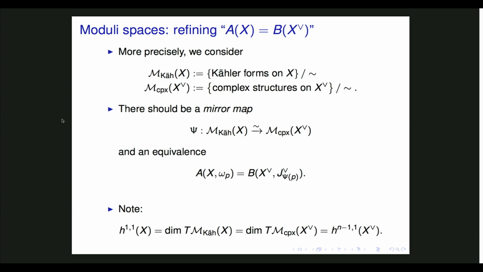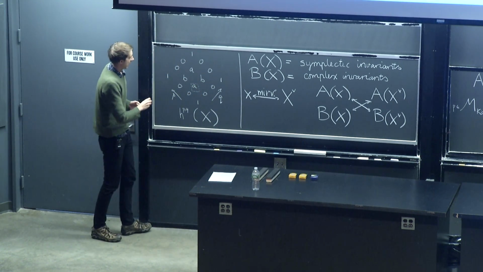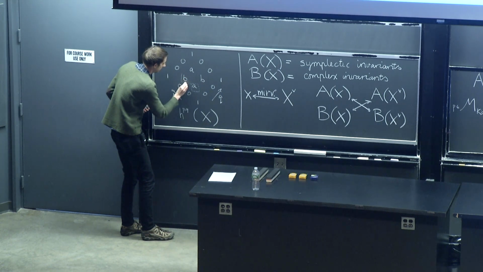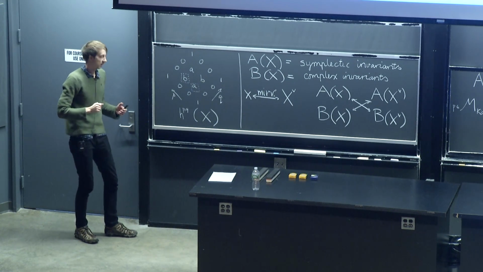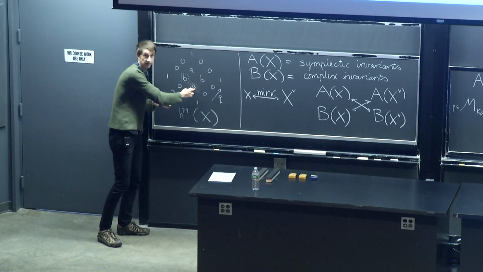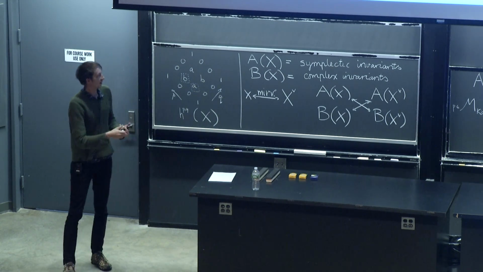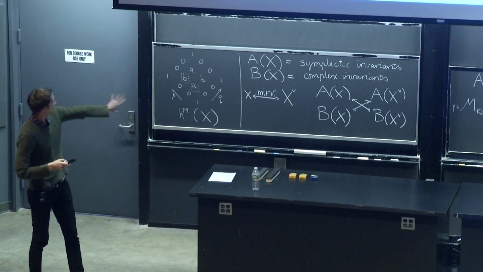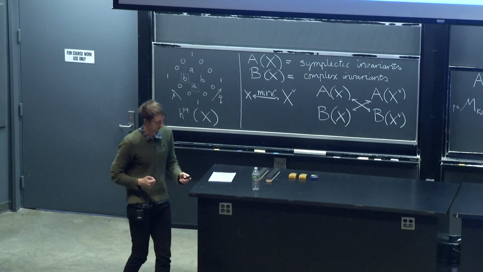And I just want to point out that the dimension of the space of Kähler forms, I mean, this is where Kähler forms live, they're 1-1 forms. And this is the dimension of the space of complex structures. So under this mirroring of Hodge numbers, the dimension of the space of Kähler forms gets sent to the dimension of the space of complex structures. So this picture is related to that mirroring of Hodge diamonds that I mentioned before.